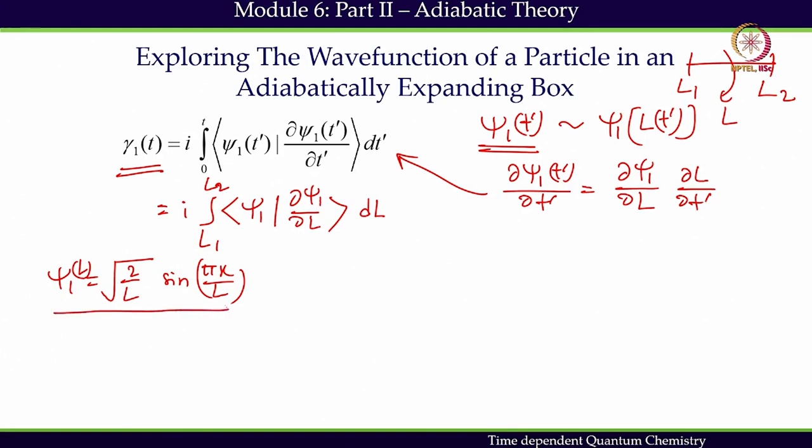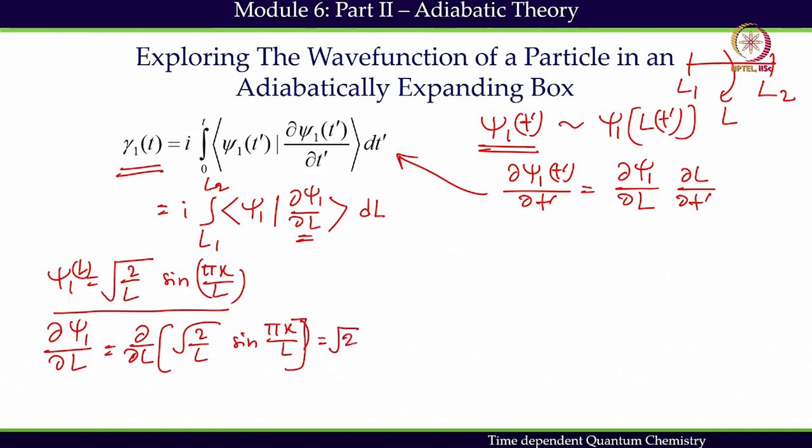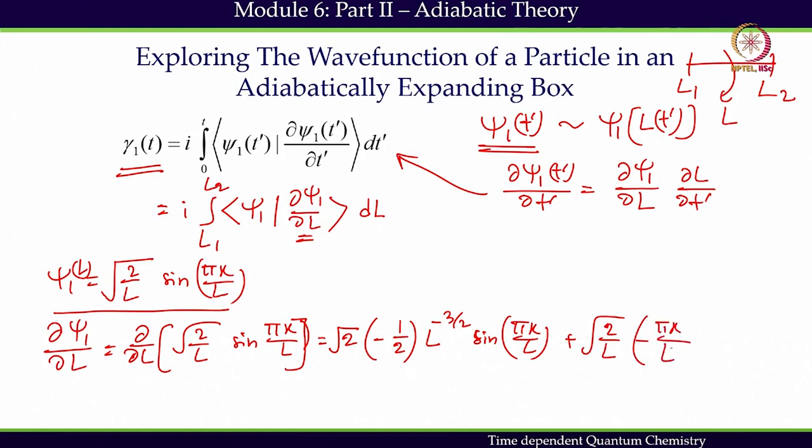If I have this ground state wave function, then I will be able to get the derivative with respect to L, because that is the derivative I need here. The derivative with respect to L of square root of 2 by L sine pi x by L is going to be square root of 2 times minus 1 by 2 L to the power minus 3 by 2 sine pi x by L, plus square root of 2 by L times minus pi x by L square, then cos pi x by L.